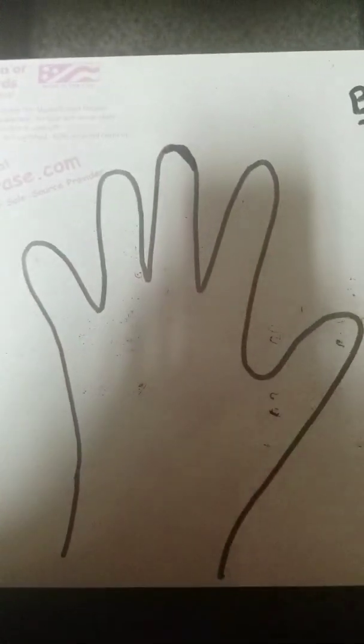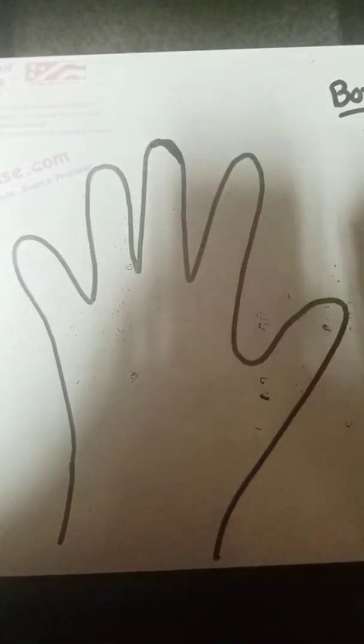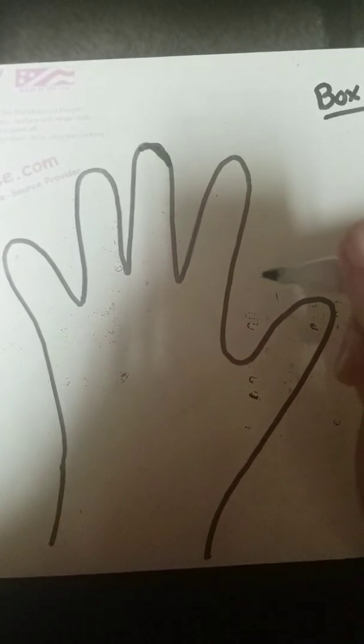So whenever we are creating box plots, I always tell my students to give me 5 because there are 5 parts and it's your hand. On your hand, you have 5 fingers. There are 5 parts to a box plot. So we're going to talk about those 5 parts.